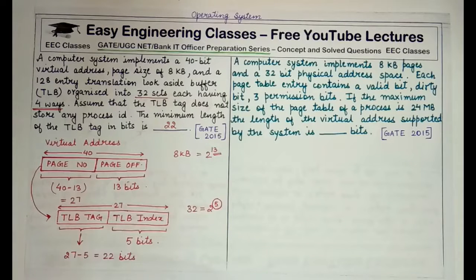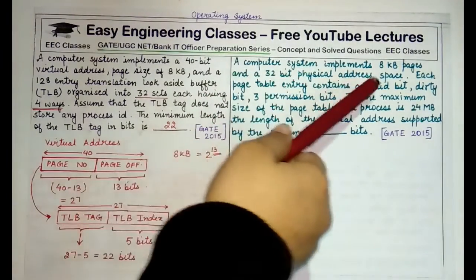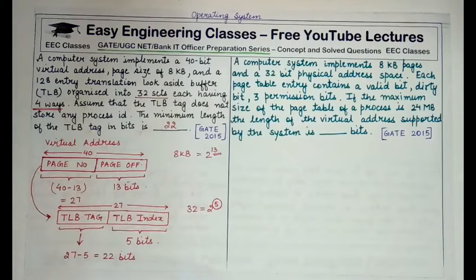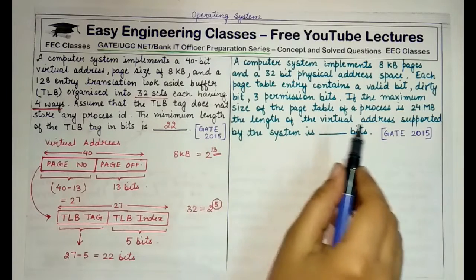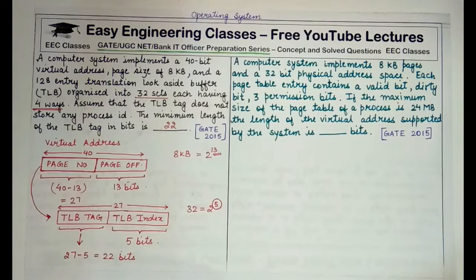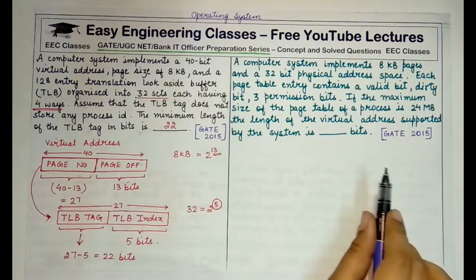Okay, now we'll switch to the second question. The second question says, a computer system implements 8 kilobyte pages and a 32-bit physical address space. Each page table entry contains a valid bit, a dirty bit, and 3 permission bits. If the maximum size of the page table of a process is 24 megabytes, then the length of the virtual address supported by the system is dash bits.